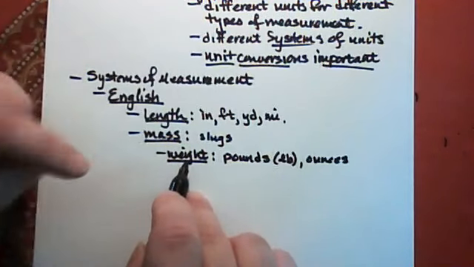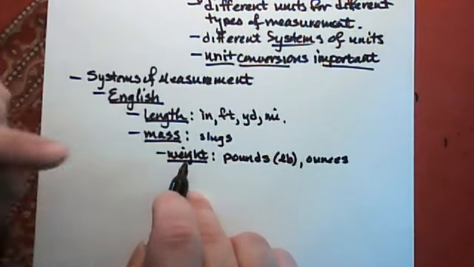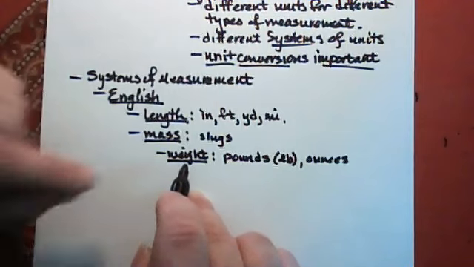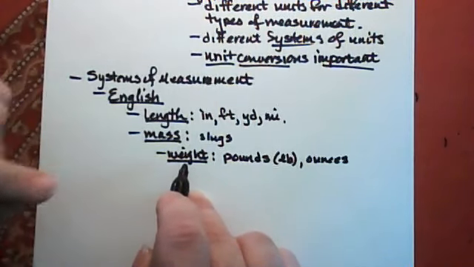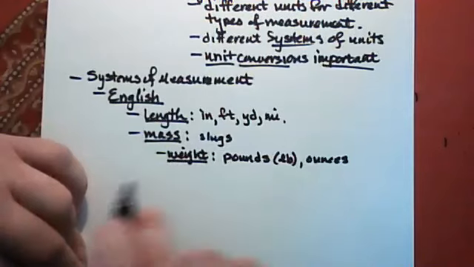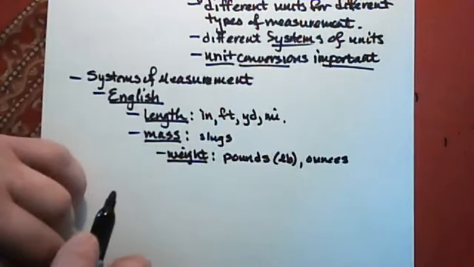On the other hand, weight is actually a downward force caused by gravity pulling down on your mass. And therefore, weight actually changes with gravity. So your weight here on Earth would be different from your weight on the moon because the gravity is different. And pounds are actually a measurement of weight, not technically a measurement of mass.